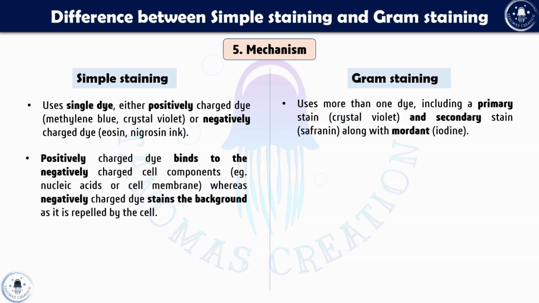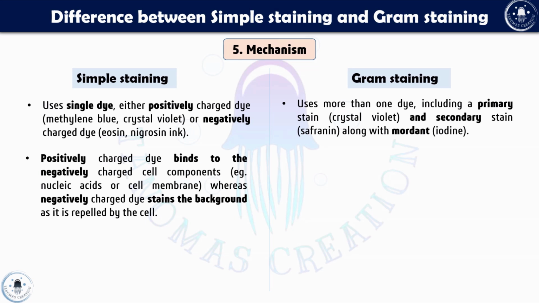So here, in the simple stain, if you see the positively charged dye, what they do, they bind with the negatively charged cell components of the bacteria. Now the bacterial cell wall is actually negatively charged. Also, there are nucleic acids which are negatively charged because they have phosphate groups. So whenever we use a positively charged dye, it interacts with the negatively charged components and they retain the color properly. Okay. Whereas the negatively charged dye stains the background, as the cell wall repels the negatively charged dye.